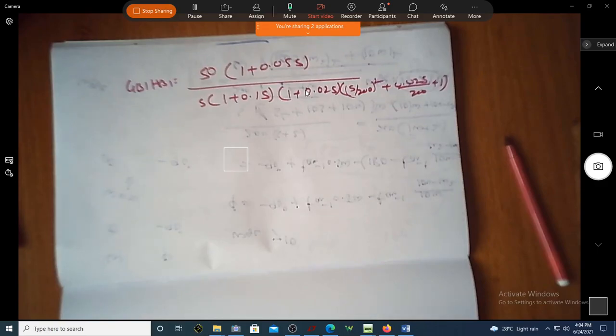No, this is a problem from the textbook. You just try to find out.